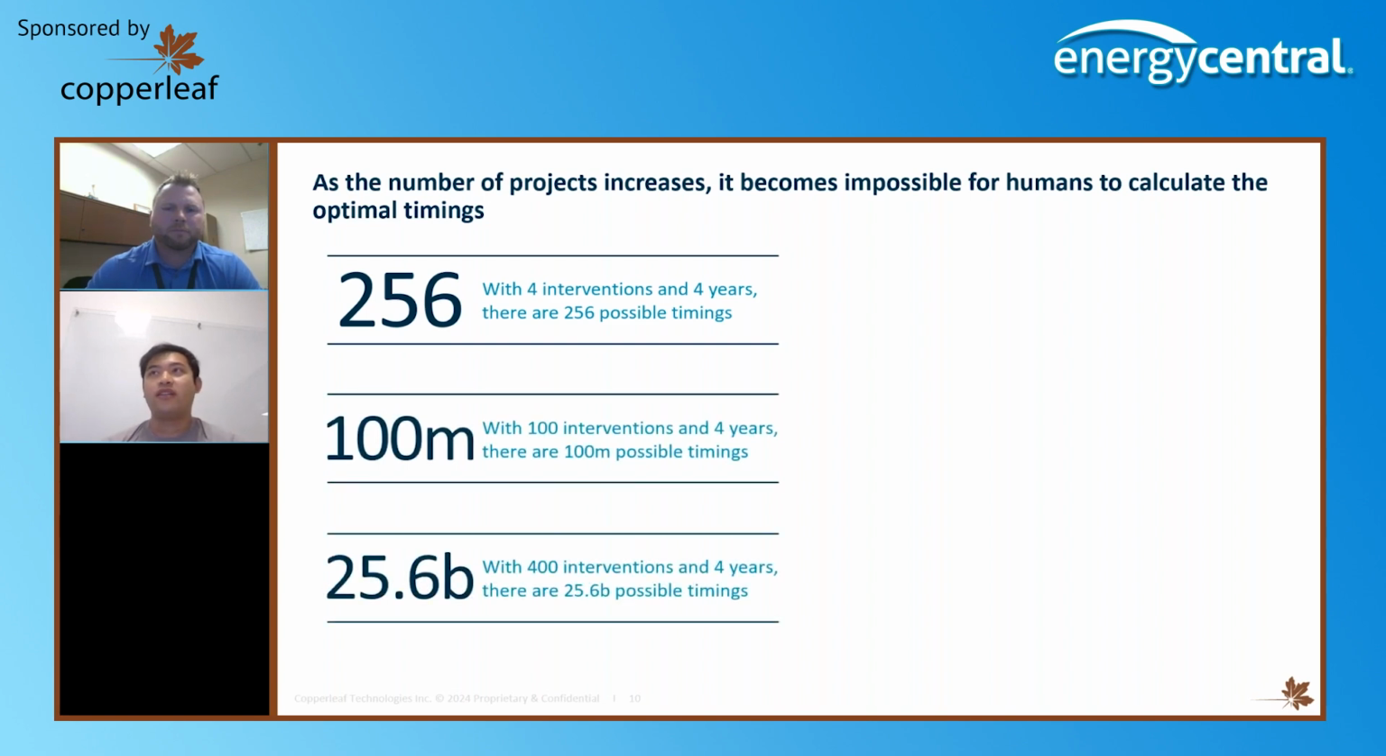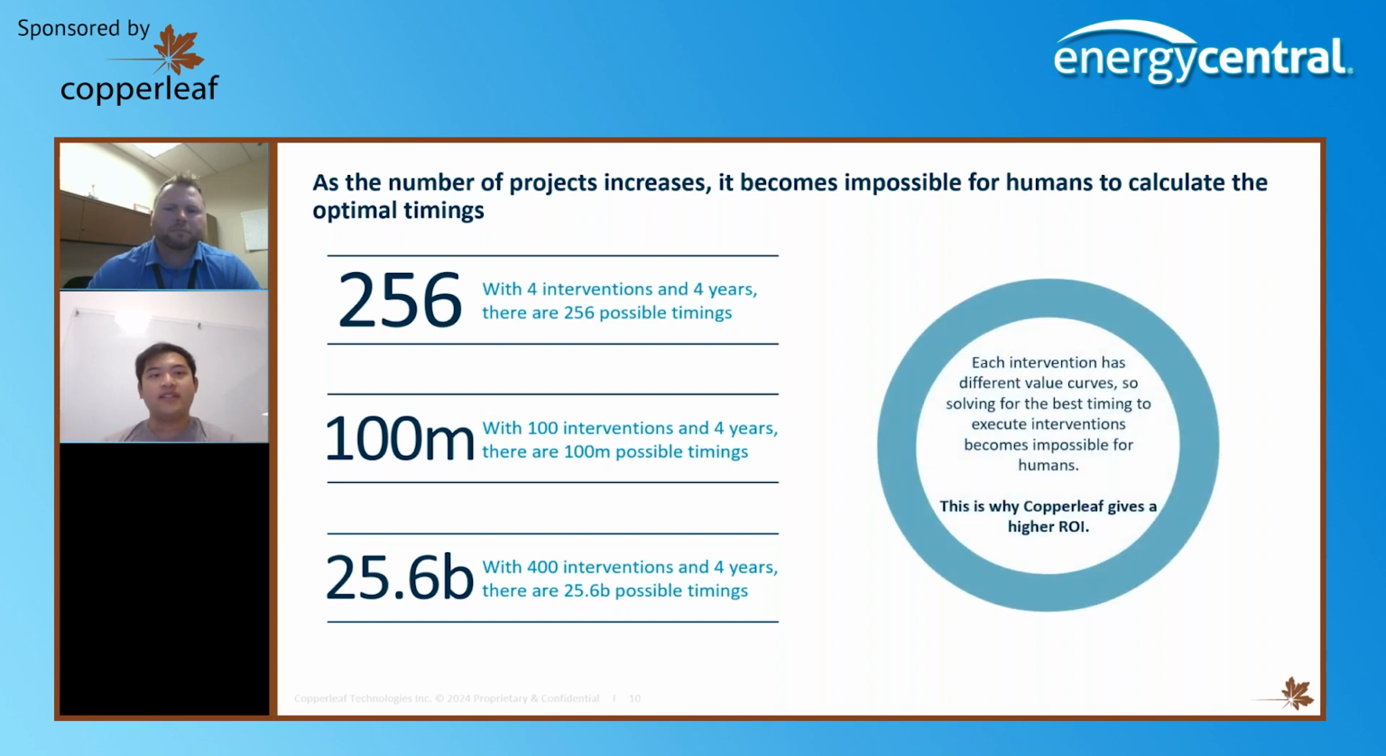So 4 interventions in 4 years gets us to 256, and then 400 different assets over 4 years gets us over 25 billion different intervention timings. And as each intervention has a different value curve, solving for the best timing becomes virtually impossible for humans to do. So we need to plug it into software to spit out an optimal solution for us.